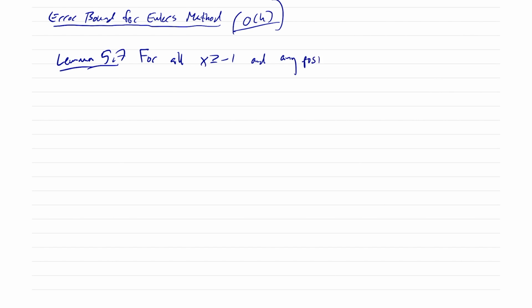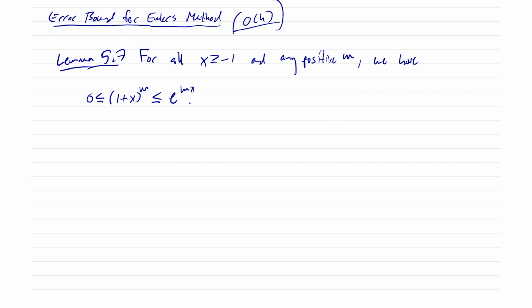So I'm just going to put big O of H so we know what it is, but then we'll follow Burden through his analysis. So this is Lemma 5.7 out of Burden and Faires' Numerical Analysis book, 9th edition, and it says that for all x greater than or equal to -1 and any positive m, we have 0 less than or equal to (1 plus x) to the m less than or equal to e to the mx.